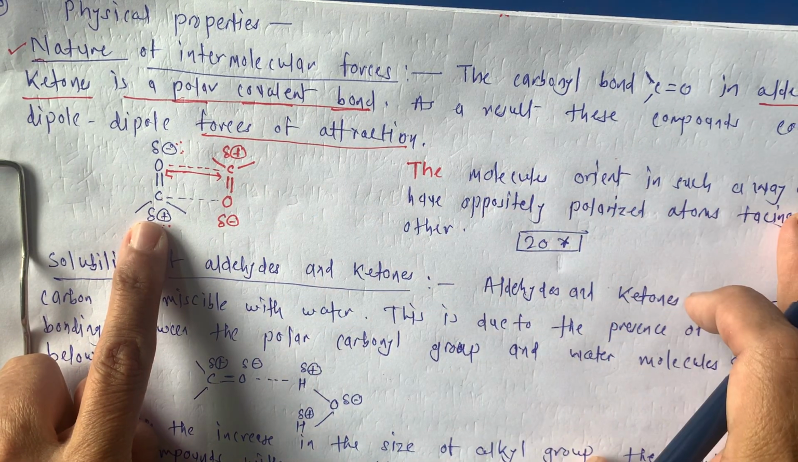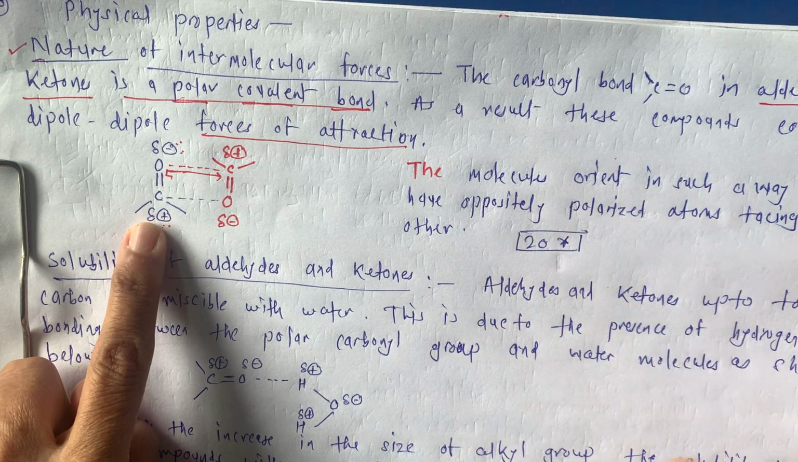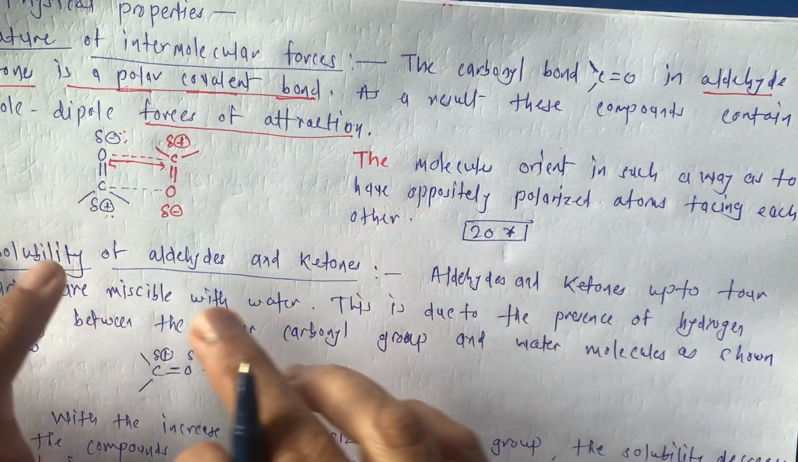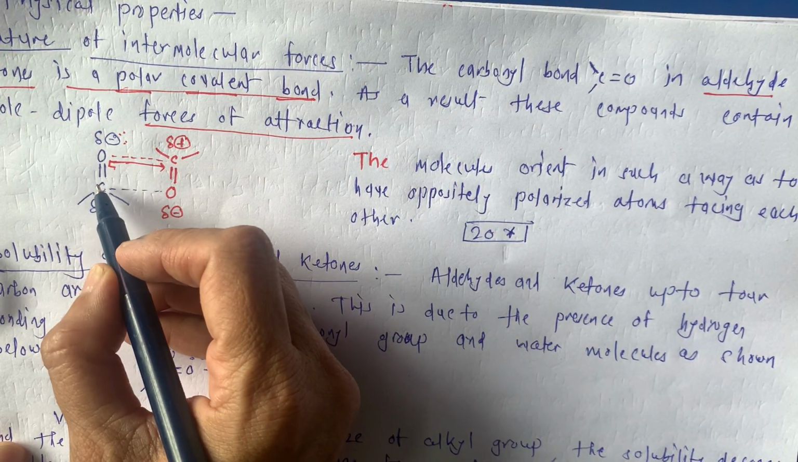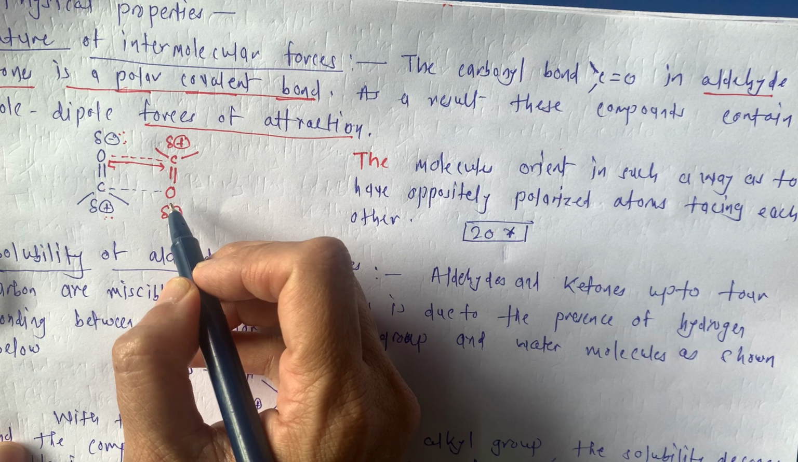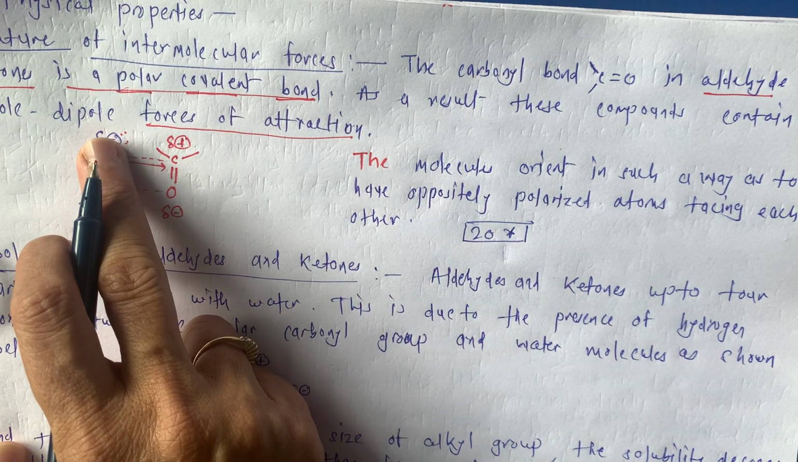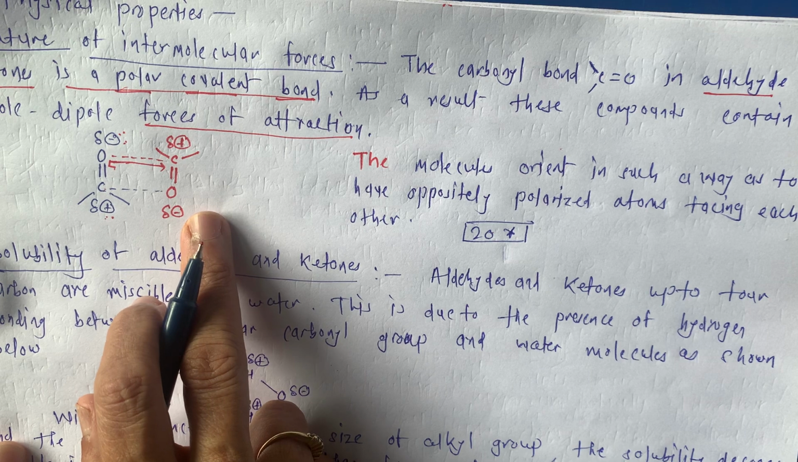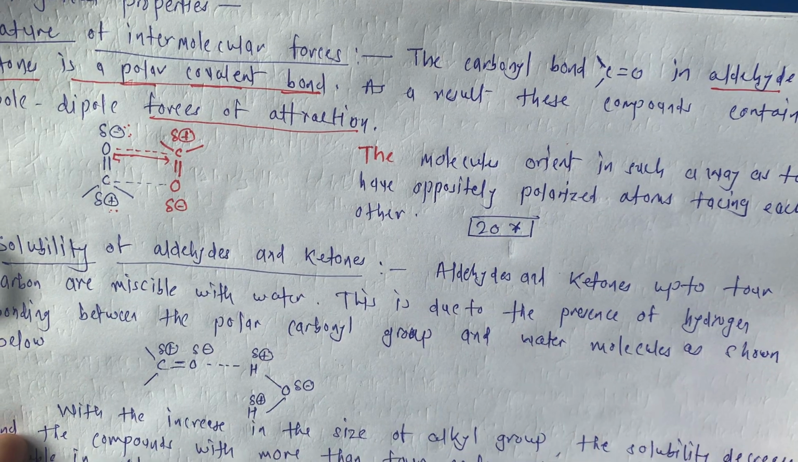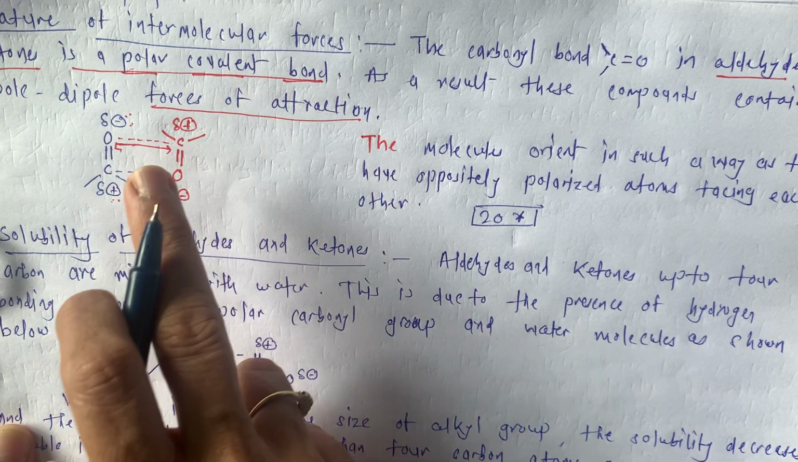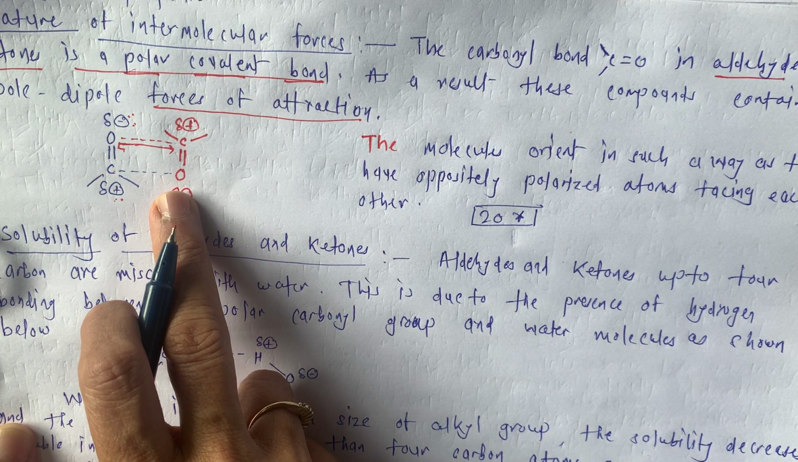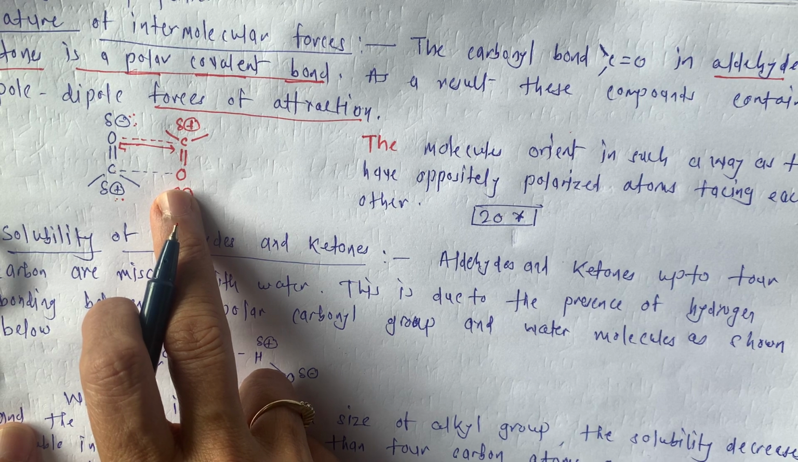The molecules orient in such a way as to have oppositely polarized atoms facing each other. Here it is C double bond O, while here it is C double bond O, oppositely polarized: minus plus, plus minus, like this. This is known as dipole-dipole attraction in carbonyl compounds. This is given on page number 264.